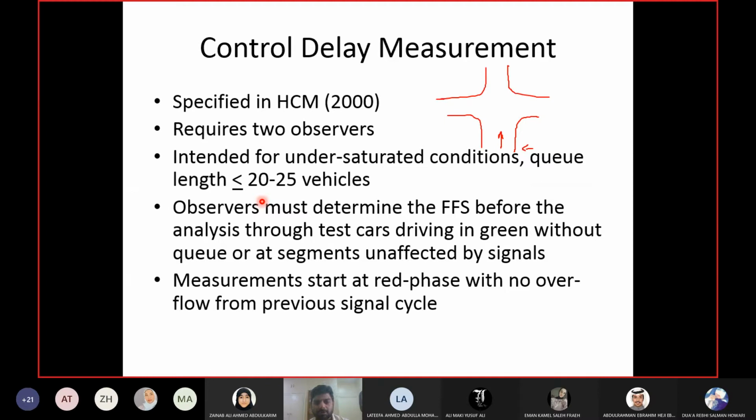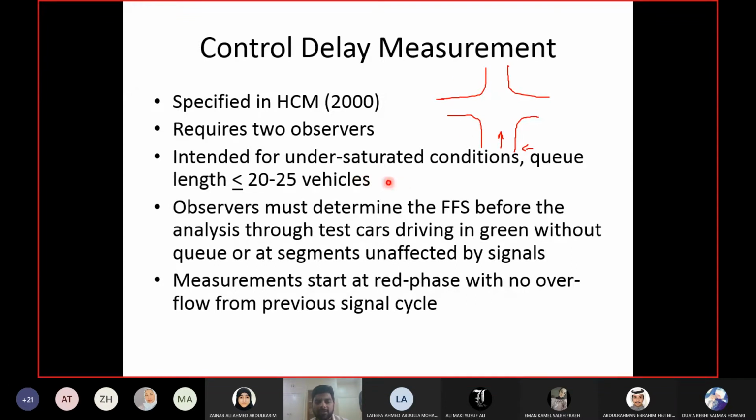The procedure for this measurement was given in the Highway Capacity Manual of 2000, and after that it has not been changed. We have the manual of 2010, then the manual of 2016 as well, but the procedure has not changed. In this procedure you need two observers for any side of the intersection. If you are doing all the sides, you will need two observers for each side.